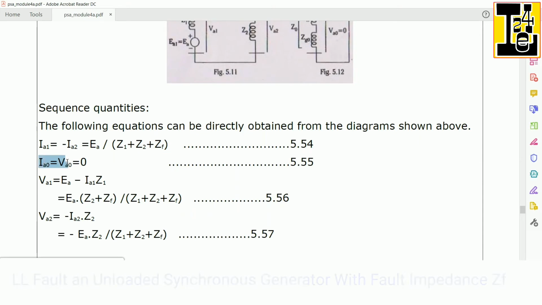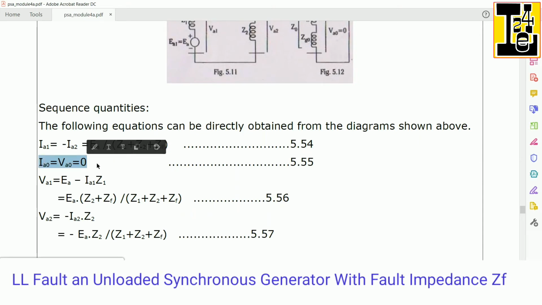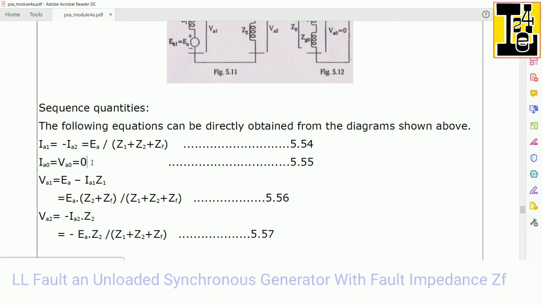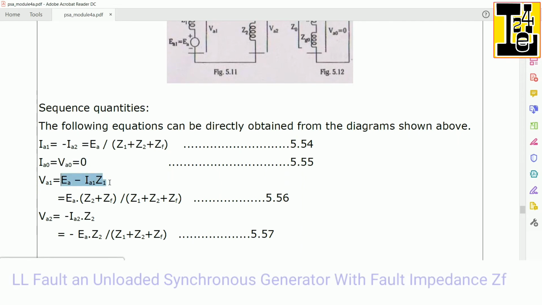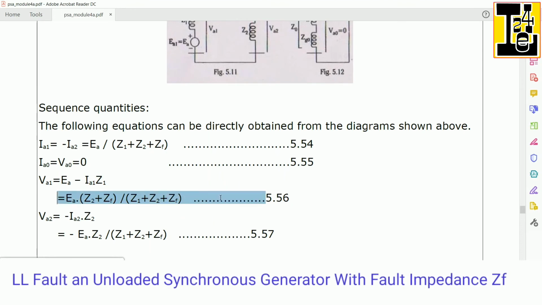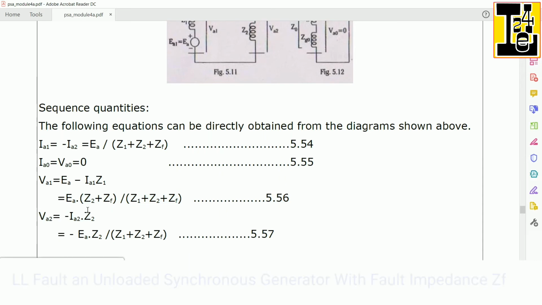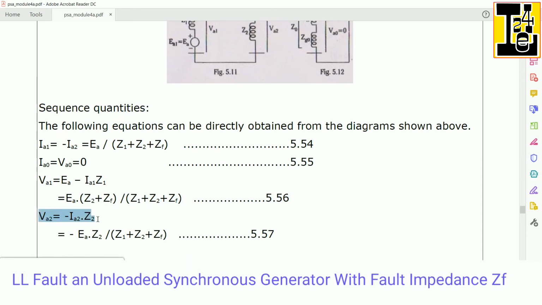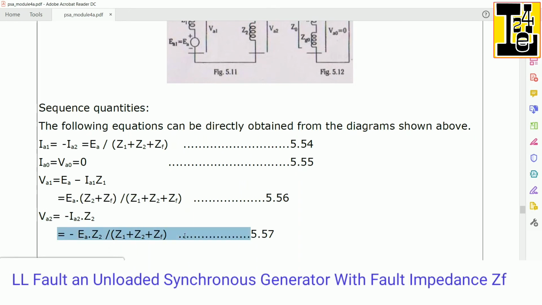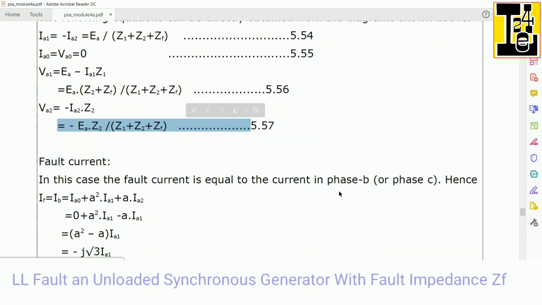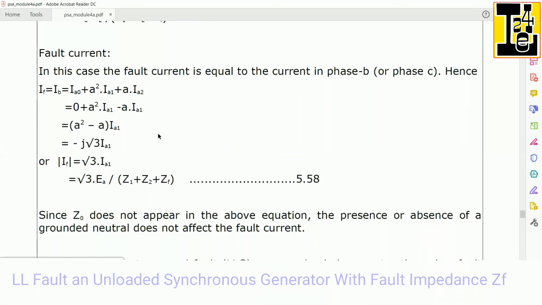Next are the two sequence quantities, the zero sequence voltage and the zero sequence current, which are equal to 0. That is already known. Finding VA1 is equal to EA minus IA1 Z1. Substituting for IA1 in this expression, we will get the equation like this. VA2 is equal to minus IA2 into Z2. Substituting for the expression for IA2, we will get VA2 is equal to this expression.